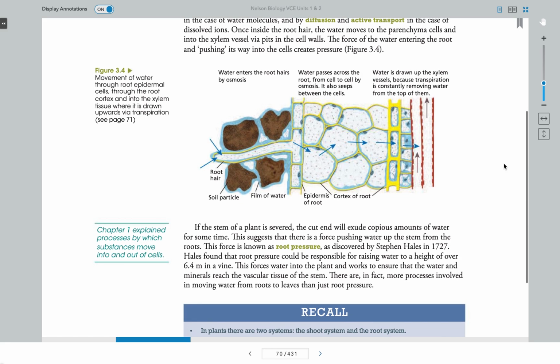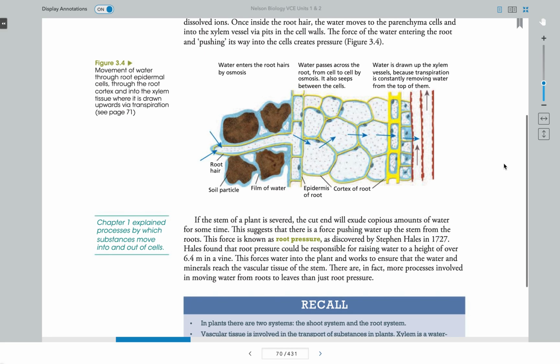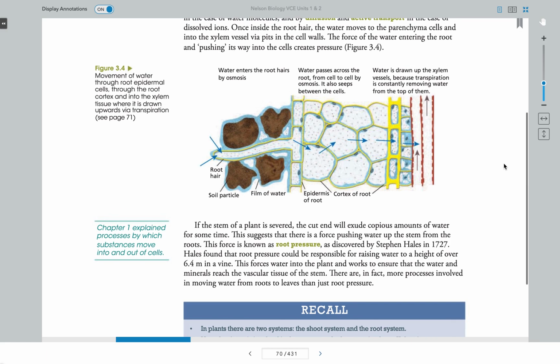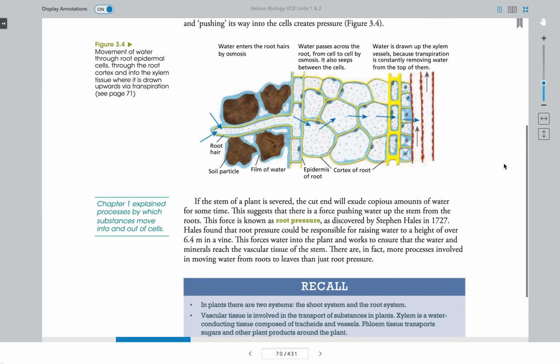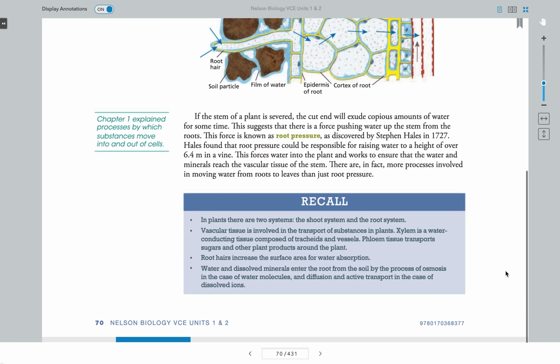Once inside the root hair, the water moves into the parenchyma cells and into the xylem vessel via the pits in the cell walls. The force of the water entering the root and pushing its way into the cells creates pressure. This is shown in figure 3.4. If the stem of the plant is severed, the cut will exude copious amounts of water for some time. This suggests that there is a force pushing water up the stem from the roots. This force is known as root pressure and was discovered by Stephen Hales in 1727.